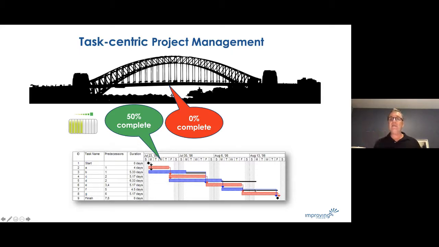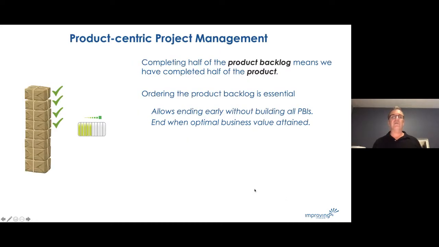Okay, that's the task-centric or project-centric approach. But there's a little bit of a misleading metric here because 50% complete doesn't mean that we have half of a bridge. And again, there's risk in making sure during the second half that I actually get that bridge built because of the decreasing fidelity of the tasks the further I get out to the right.